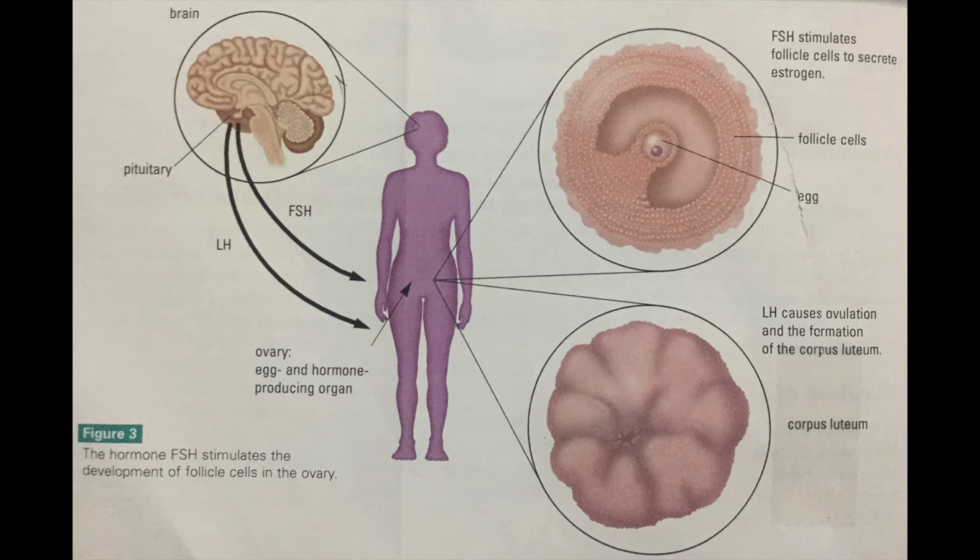And at the top right, FSH stimulates follicle cells to secrete estrogen. And there's the follicle cell and the egg. LH causes ovulation and the formation of the corpus luteum. And there's a picture of the corpus luteum. And that's figure 3. The hormone FSH stimulates the development of follicle cells in the ovary.